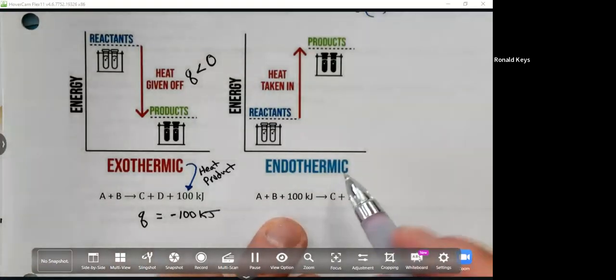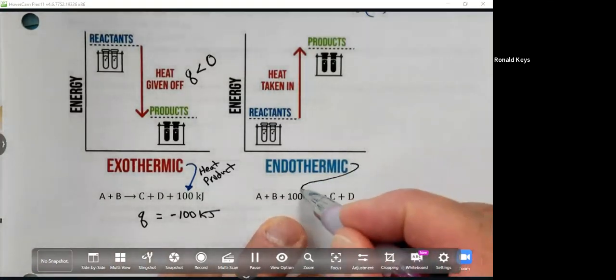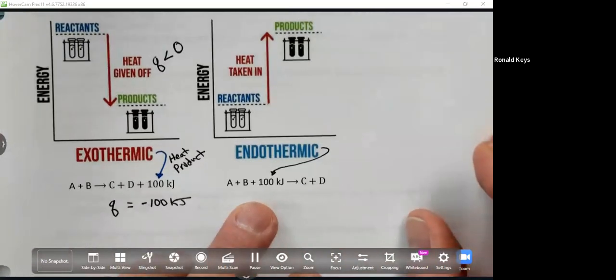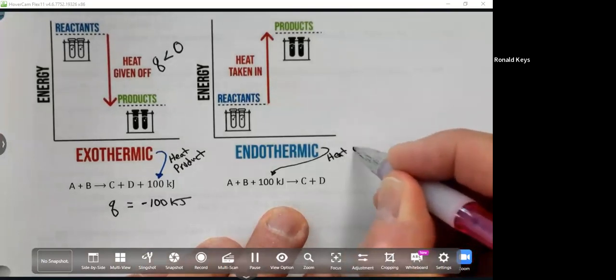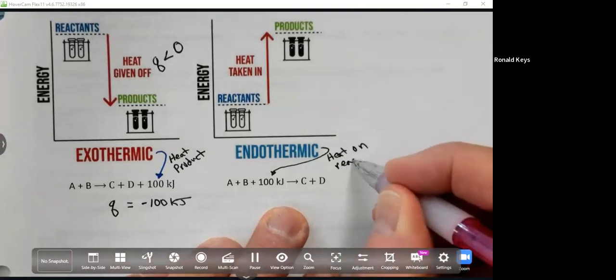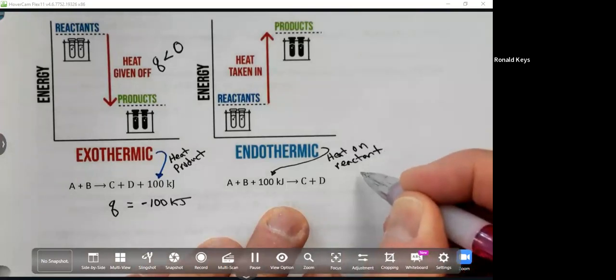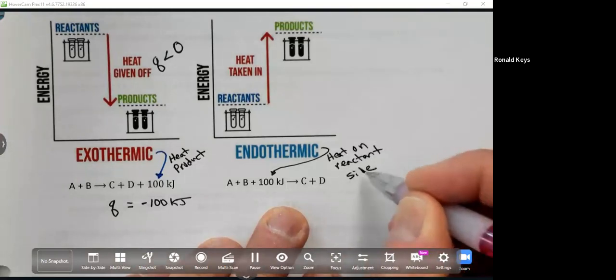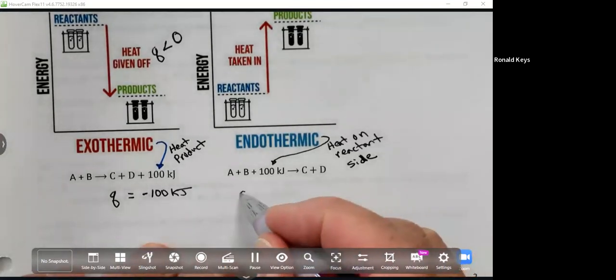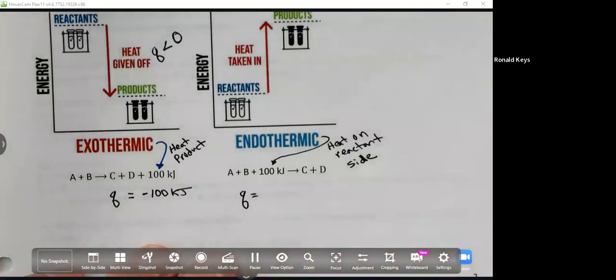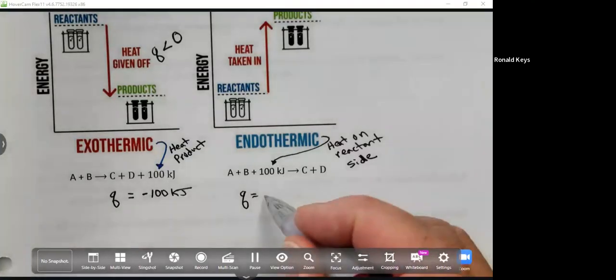If it is endothermic, notice that heat energy is on the reactant side. We need to put it in as a reactant. Heat on reactant side. And Q is going to be positive 100.